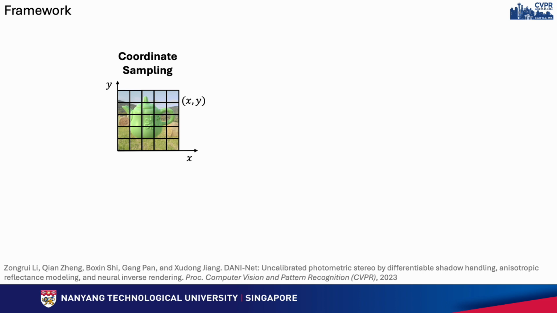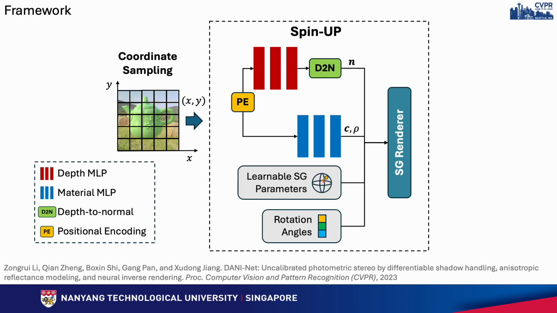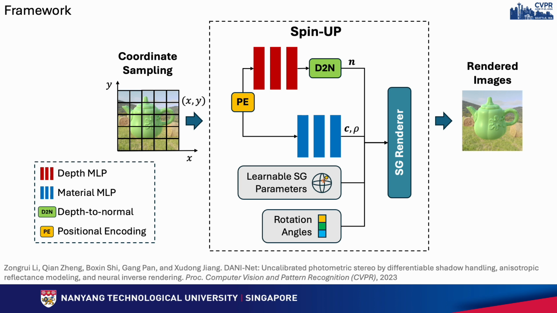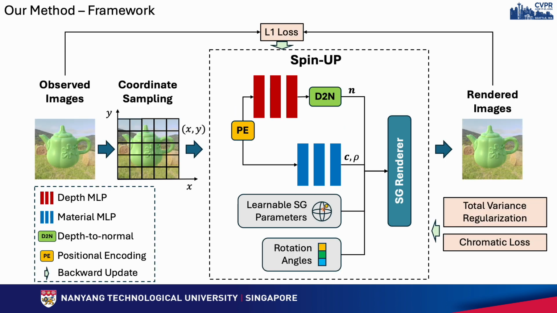Next, let's briefly introduce our framework. This framework is developed on our previous work, DALI-Net. First, we obtain the pixel coordinates belonging to the object in the image. Using these coordinates as the input, we pass them through two multilayer perceptrons to obtain the material and normal of the object, combined with the light and rotation angles. We then render the images using the spherical Gaussian renderer. During optimization, we calculate the L1 loss between the rendered images and the ground truth images. This loss term, combined with other regularization terms, is used to update the learnable parameters in the entire rendering framework.